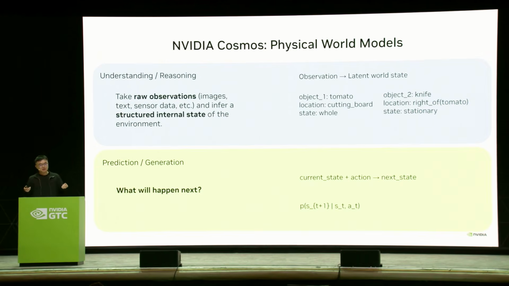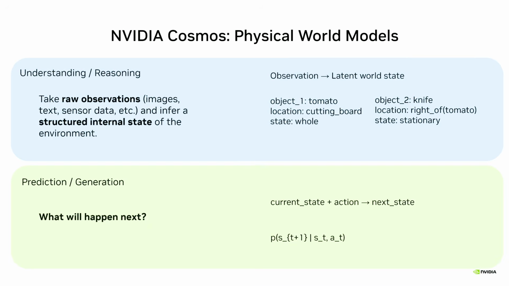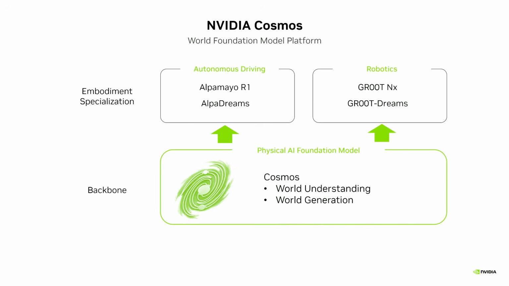And in this physical world, you have understanding and generation. Both are important. Understanding helps you make sense of the world, and you can reason about the potential outcome. And generation helps you simulate the future. We built Cosmos as a great backbone to help physical AI developers. We started by supporting our internal physical AI developers, including our autonomous driving team and our robotics team.